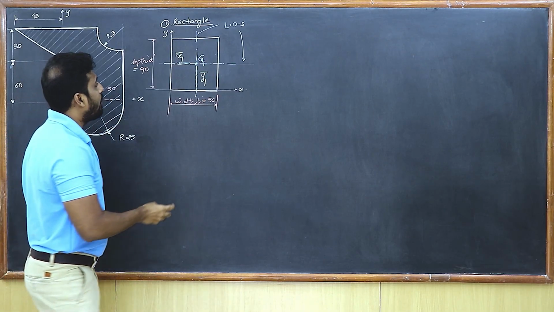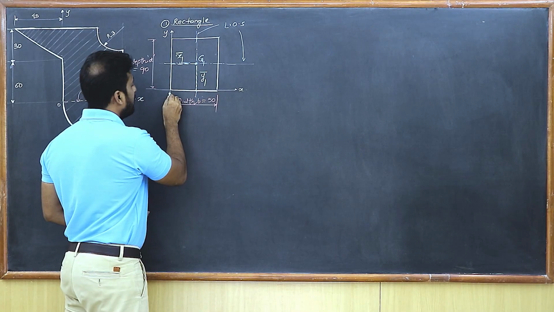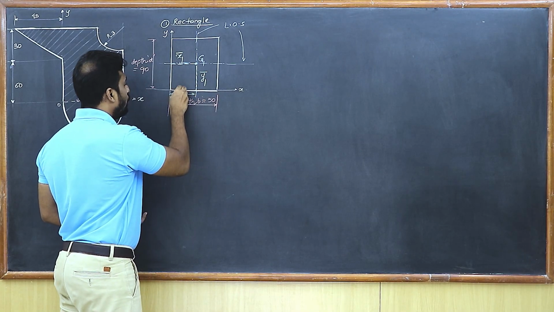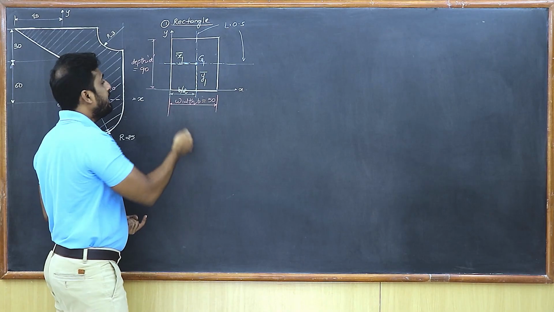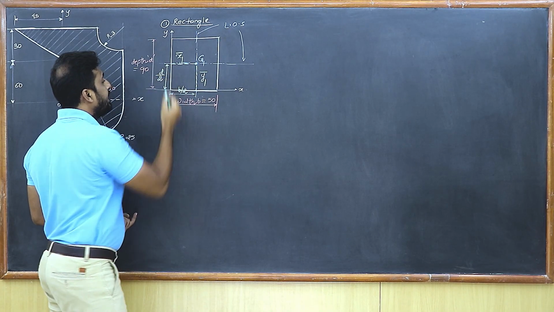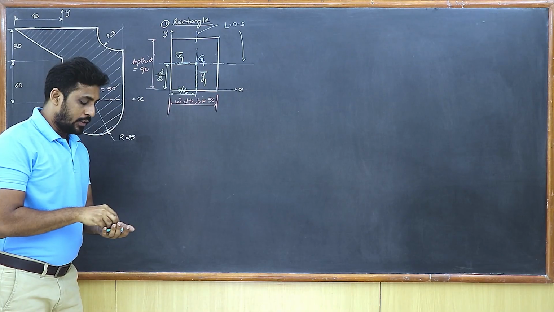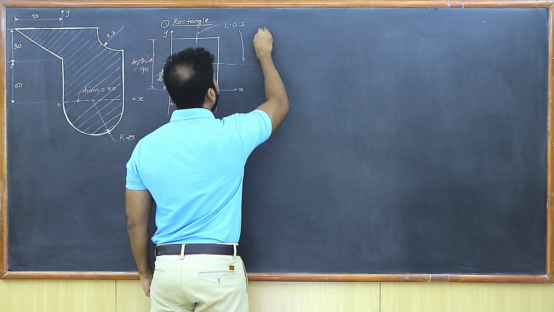Now you can easily identify that x1 bar is going to be half of this b. So this is b upon 2. Whereas this y1 bar is going to be half of d. So this distance is going to be d upon 2. So I've got x1 bar, I've got y1 bar. So very quickly I'm going to first write what? I'm going to write the area, isn't it?